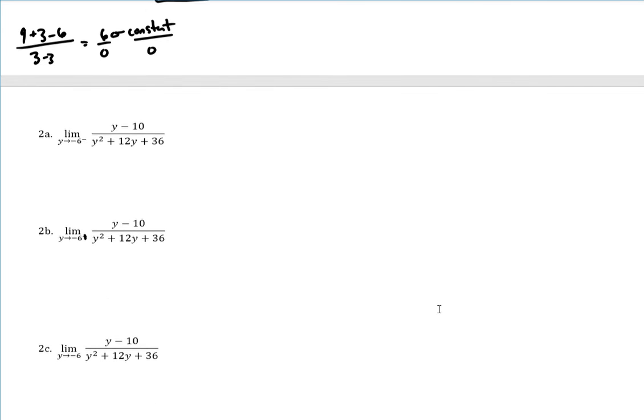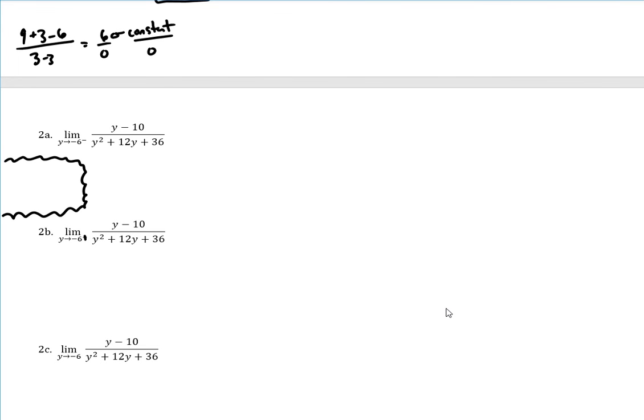Again, just quickly plug in the -6 value. I'm going to put that scratch work right here. If I plug -6 in, I'd have -6 minus 10 is -16. And then down below, -6 squared is 36. Then -6 times 12 would be minus 72. And then plus 36, yep, that is 0. So I have a constant over 0 again, which means let's just go to our graph.